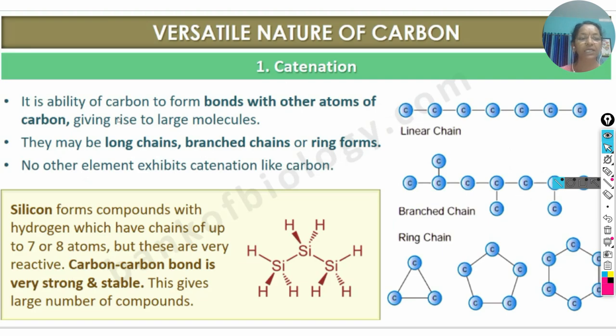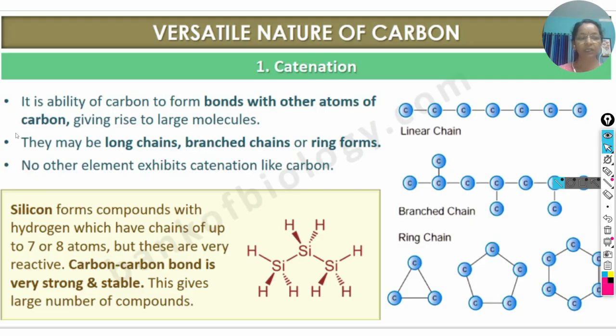Number one, the first property is catenation. What is that? It is the ability of carbon atoms to form bonds with other atoms of carbon, giving rise to large molecules like this. One after another it is joining to form long chains, and even branched chains and ring chains are possible. This helps carbon to increase its number of compounds, and no other element has such a property. Due to the special size of carbon, this ability is possible for carbon.